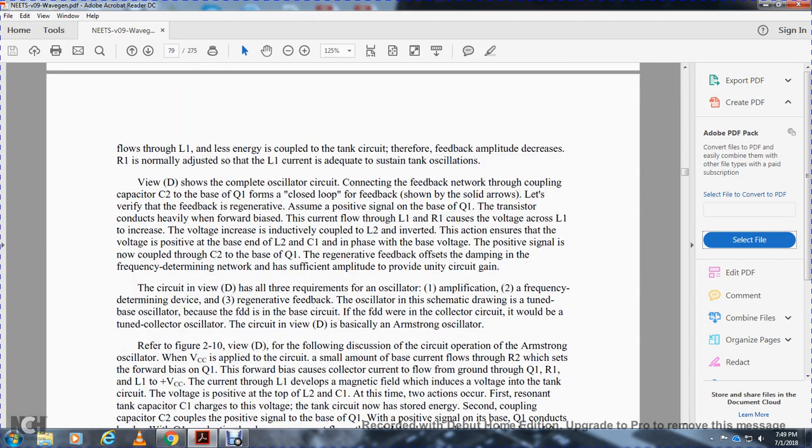View D shows the complete oscillator circuit, connecting the feedback network through the coupling capacitor to the base of transistor 1, which forms the closed loop of the feedback shown by the solid arrows. Let's see how the feedback regenerates, assuming a positive signal at the base of transistor 1.